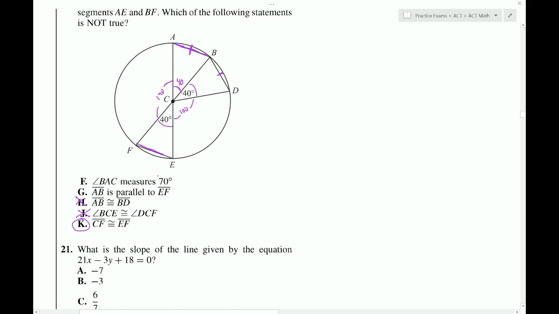Angle BAC measures 70 degrees. Well, if you notice, these both are radii, which means that these angles have to be equal. So if we were to call them x, because we don't know them, then we could say that x plus x plus 40 equals 180. The reason why I use the same symbol is because they're equal. So 2x plus 40 is 180. Subtract 40, 2x is 140. Divide by 2, x is 70. Right? So this is 70 degrees.